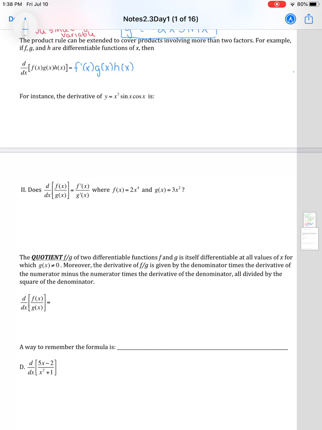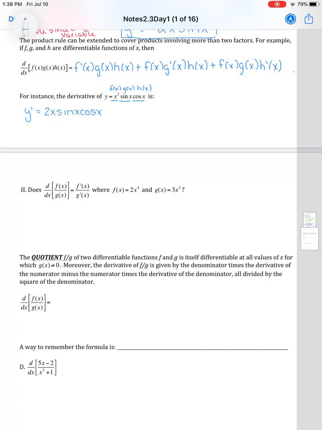First term would be the derivative of f of x, but g of x and h of x stay the same. Second term, f of x stays the same, and now we're taking the derivative of g of x, but also h of x stays the same. Third term, f of x and g of x stay the same, and you take the derivative of h of x. So if we just try one of these, we have x squared sine of x cosine of x. So f of x, g of x, h of x. One derivative at a time.